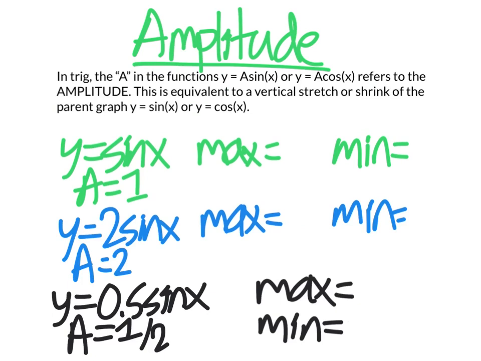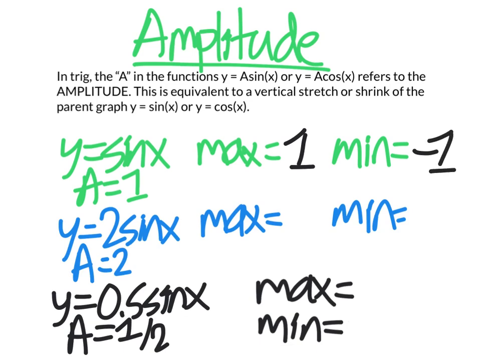Let's start out with the amplitude. In trig, the a in the functions y equals a sine of x or y equals a cosine of x refers to the amplitude. This is equivalent to a vertical stretch or shrink of the parent graph. Here we have y equals sine of x, y equals 2 sine of x, and y equals 0.5 sine of x, with y equals sine of x having an amplitude of 1, meaning that the max is 1 and the minimum is negative 1.